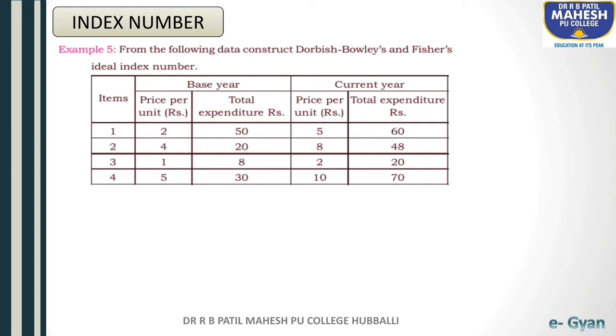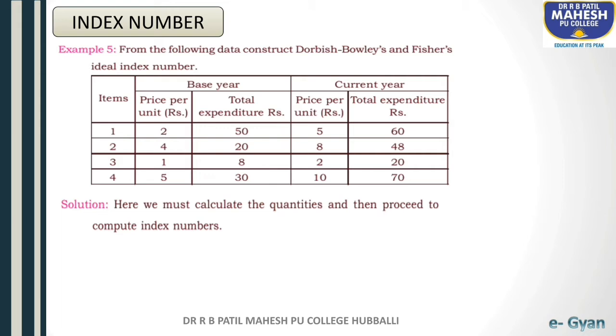To find Drobish-Bowley and Fisher's, what do we require? We require current year price, base year price, and also current year quantity and base year quantity. Here base year and current year quantities are not given; instead, expenditure is given. With the help of expenditure we have to find the current year and base year quantities, and then proceed to compute index numbers.